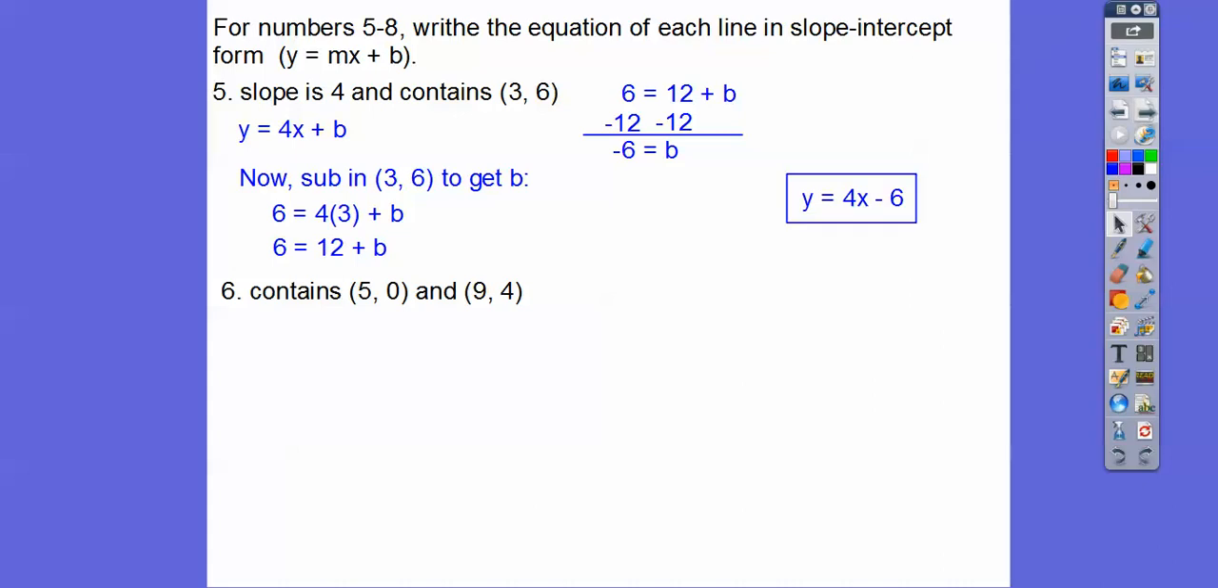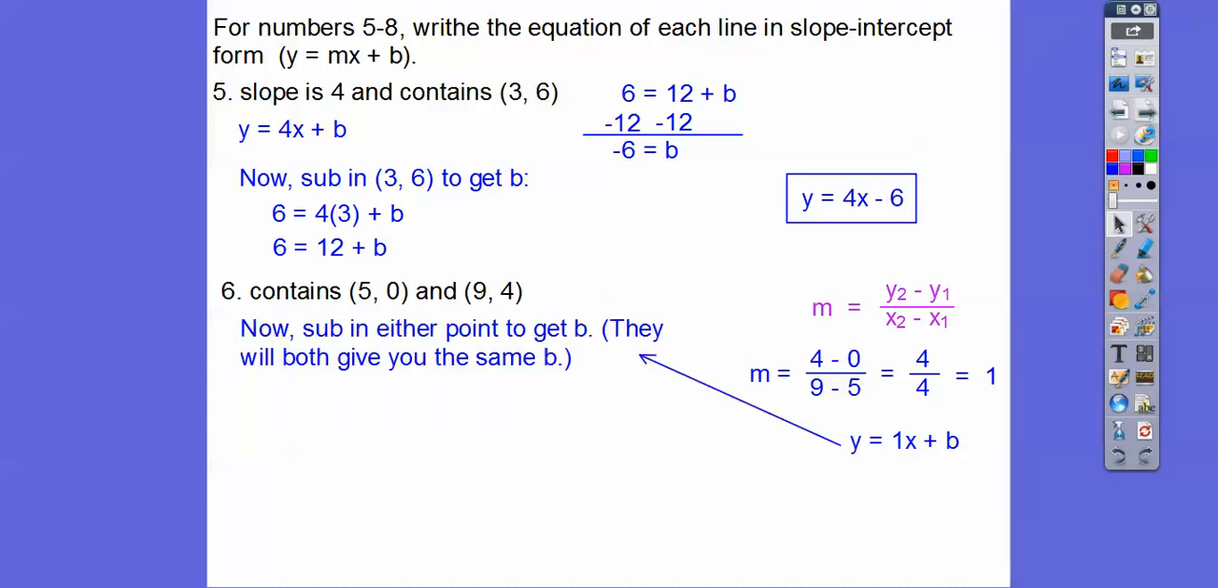Okay, let's do that with this one. We got to get the slope. So 4 minus 0 is 4, 9 minus 5 is 4, so 4 over 4 is 1. So y equals 1x plus b, and then we can substitute in either point. So I like to substitute in the one with the 0. It's just easier to do.